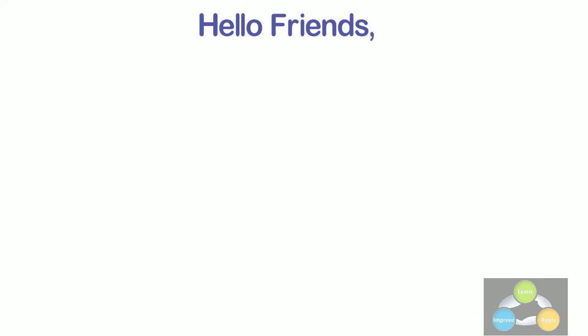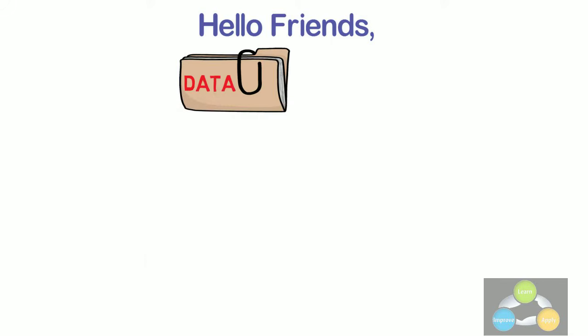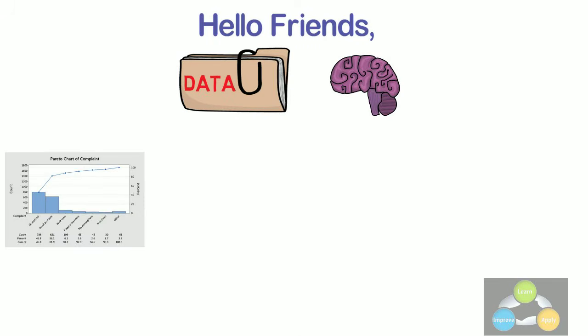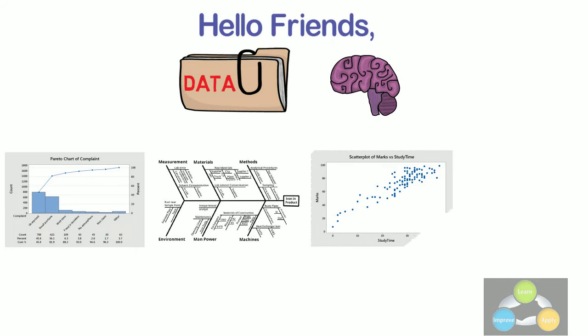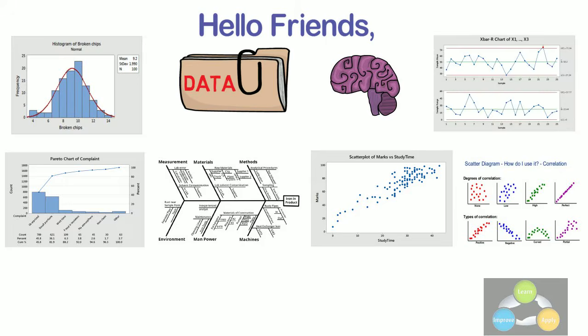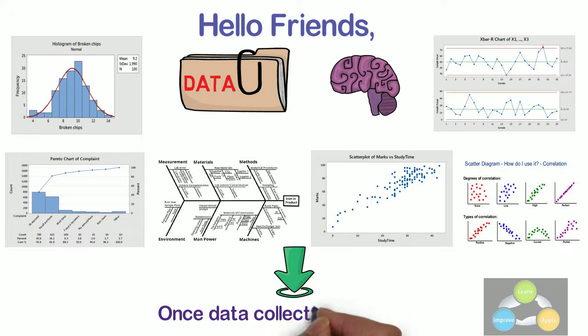Hello friends, we had seen various tools and techniques regarding how to read the data and analyze it with the help of some basic tools in the last videos like Pareto chart, fishbone diagram, scatter diagram, correlation and regression, histogram and control chart. Every tool I had mentioned will come into the picture once the data collection is completed.